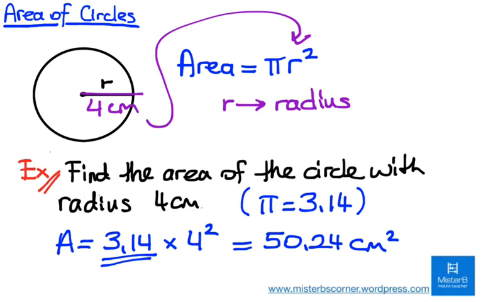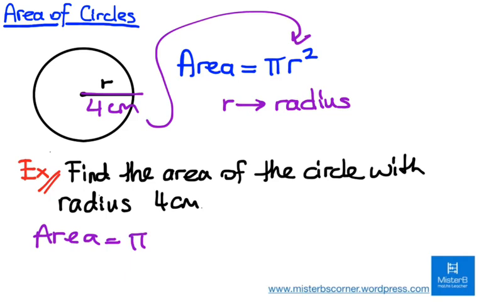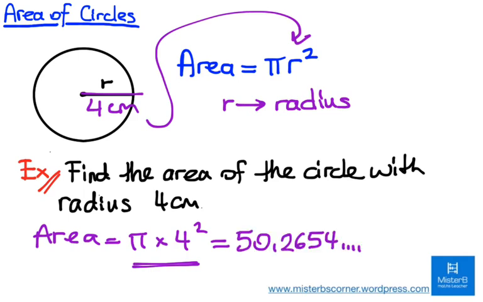Now, if we were to use a calculator, then we don't need this short number as a roundup. We can use the actual pi itself. So this is how it's going to be. I will write pi times 4 squared. When I write this the same way in my calculator, this is going to be 50.2654 and so on.